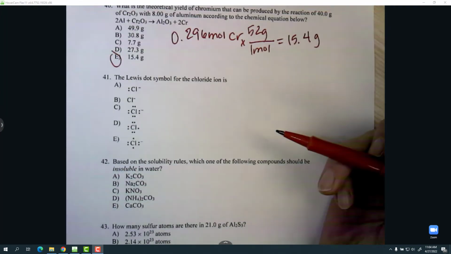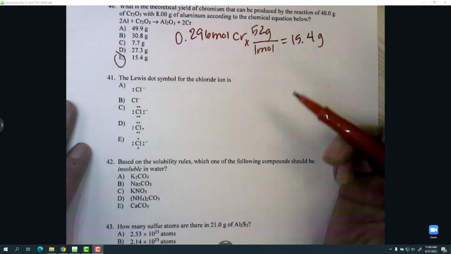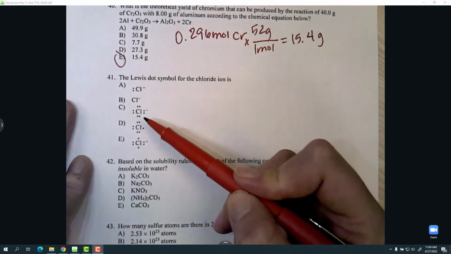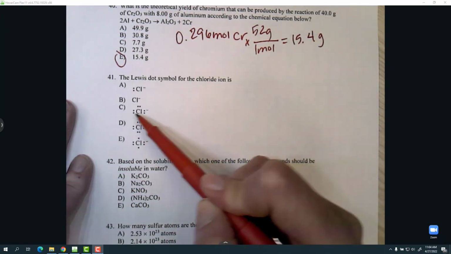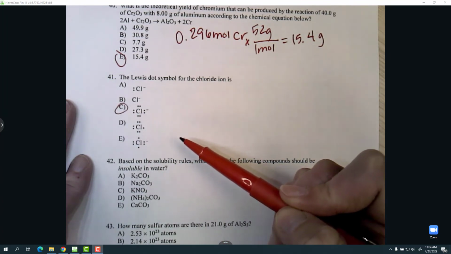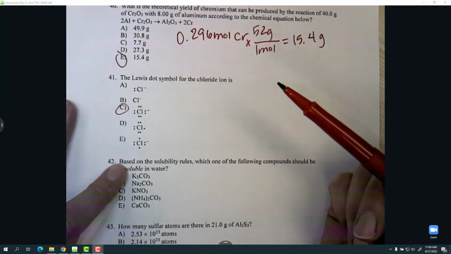All right, the Lewis dot symbol for the chloride ion is showing all of the electrons and the negative sign. Chlorine itself would have 7 electrons. Chloride ion would have 1 extra, so it would have 8.